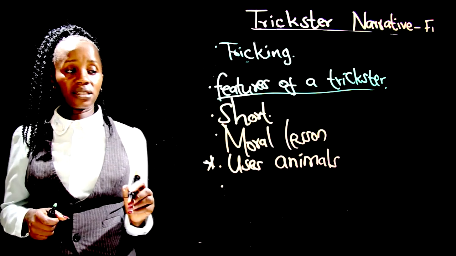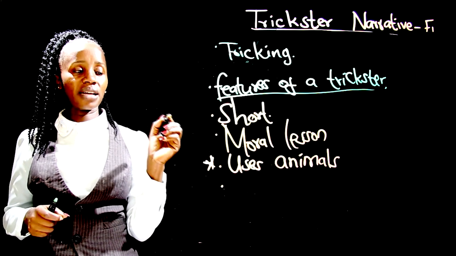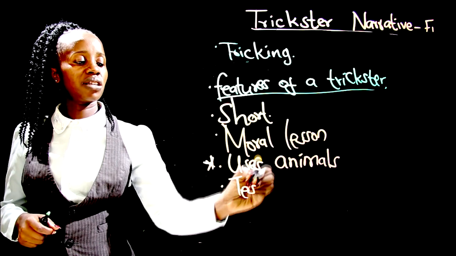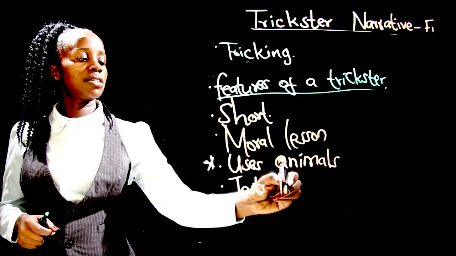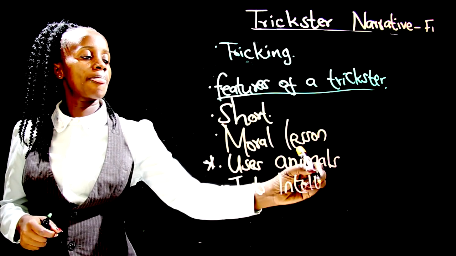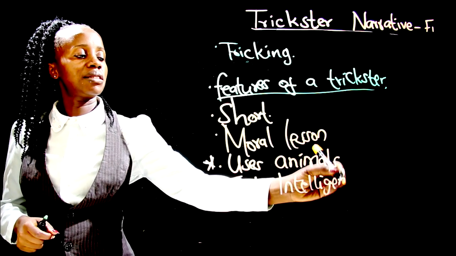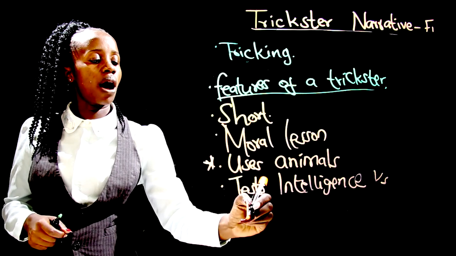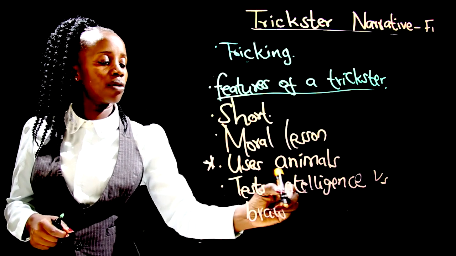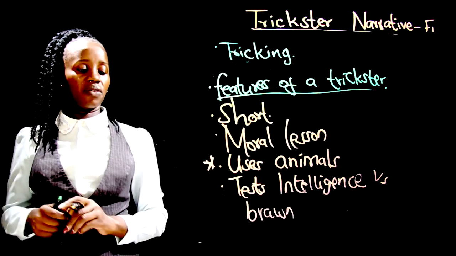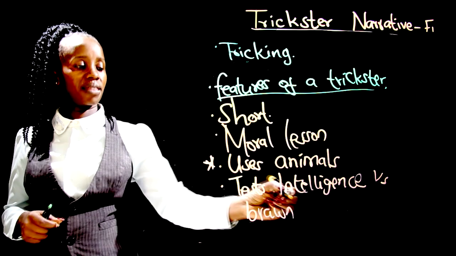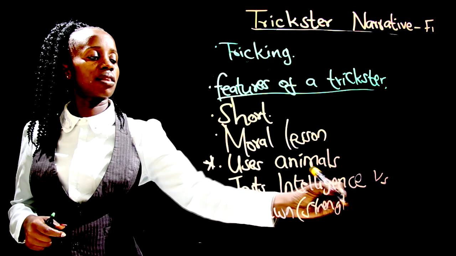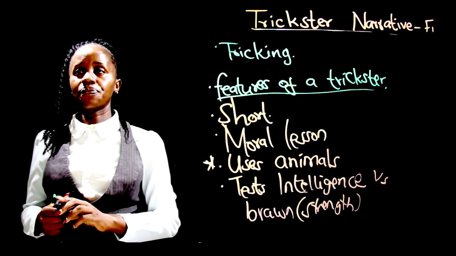Okay? Then what else? From the word trickster narrative, it tests intelligence. It tests intelligence versus brawn. What do I mean when I say brawn? Brawn is strength. Yeah?